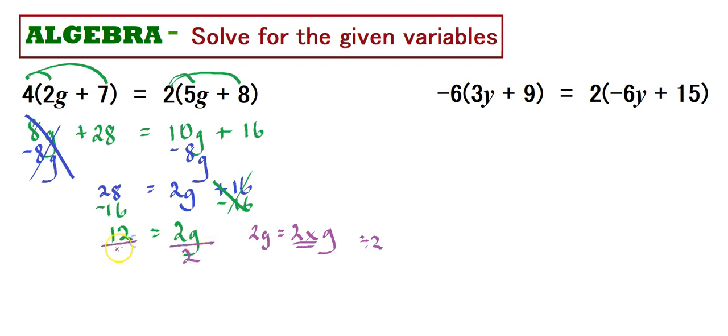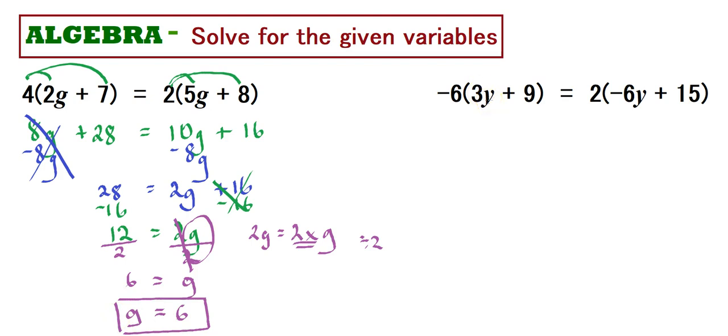Do the same to both sides, divide by 2. To multiply by 2 and then divide by 2 cancels out. So we're left with g on the right-hand side, which is good. And on the left-hand side, 12 divided by 2 is 6. Just reformat so that the variable is on the left and its value is on the right. And we have g equals 6.